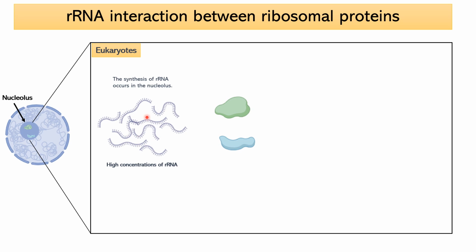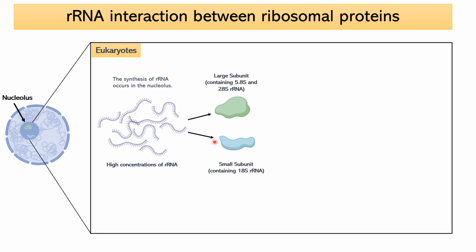Once we have these mature ribosomal RNAs, they will interact with the two ribosome subunits. However, in this case, these subunits will not be attached together within the nucleolus. They will be separated.